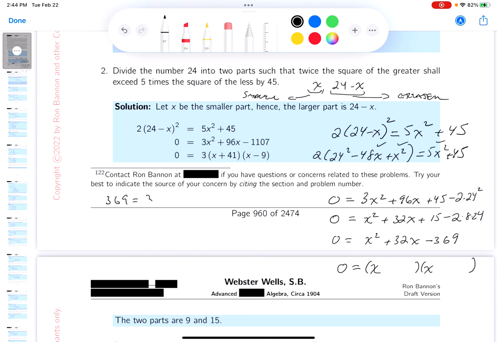And that's going to be 3 times 123. Oh boy, that's a tough one, huh? 123 is also divisible by 3, so I'll put this over here. 9 times 41.